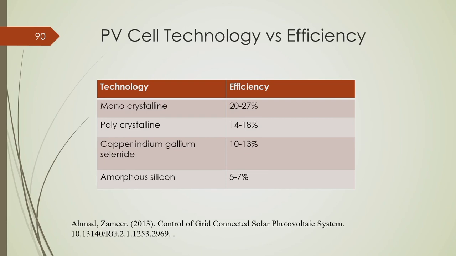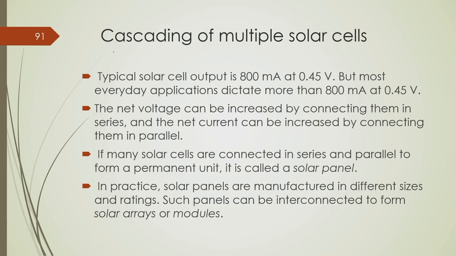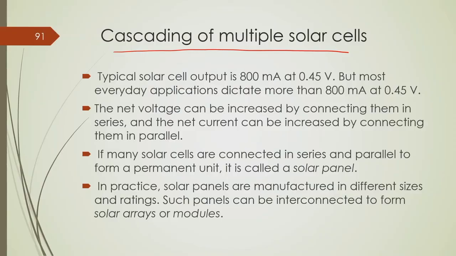Based upon that, we have different types of solar PV cell and their efficiencies are given. Monocrystalline solar cell has a typical efficiency of 20-27%, polycrystalline is 14-18%, and so on. So, there are different types of solar cell and accordingly the efficiency will also vary. Now, we need to cascade, because one typical solar cell will give you only a fractional voltage lesser than 1, but in order to use them for typical applications at different points of a network or for different customers, we need to have a cascaded form of the solar cell, and that cascading is done in order to achieve a desired value of voltage and a desired amount of power.